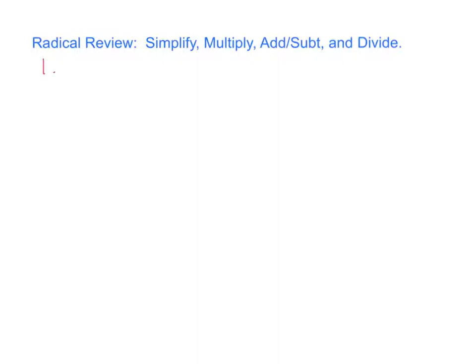Problem number 1. We are going to reduce the square root of 20. Now, if you remember from algebra, there's a couple different ways you can do this, but you are looking for the perfect squares that are in that number. So what I teach my students in algebra is to do the prime factorization tree. You end up with 2 times 2 times 5.